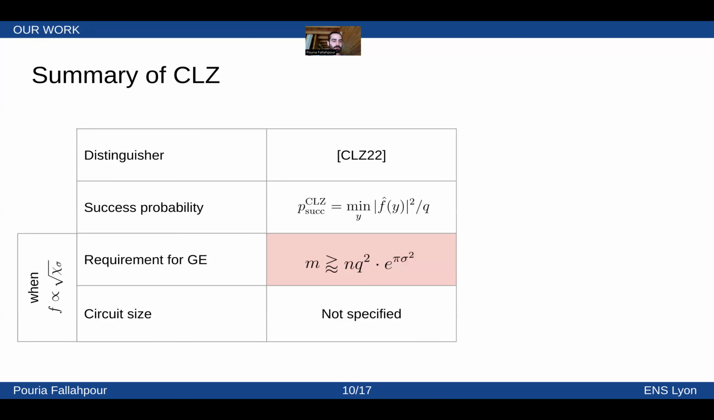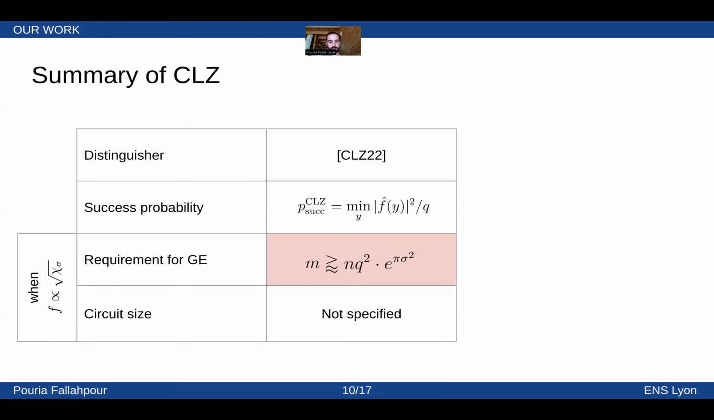So if I want to summarize what CLZ did, they built the LWE state under the condition that M is larger than N squared times e to the pi sigma squared.